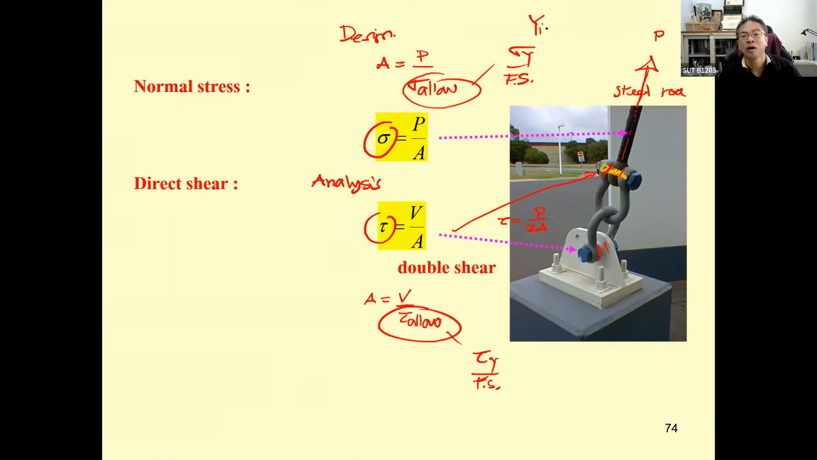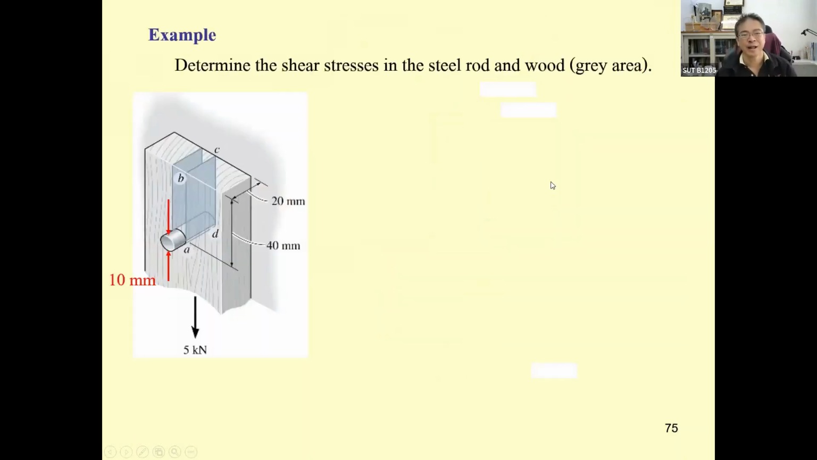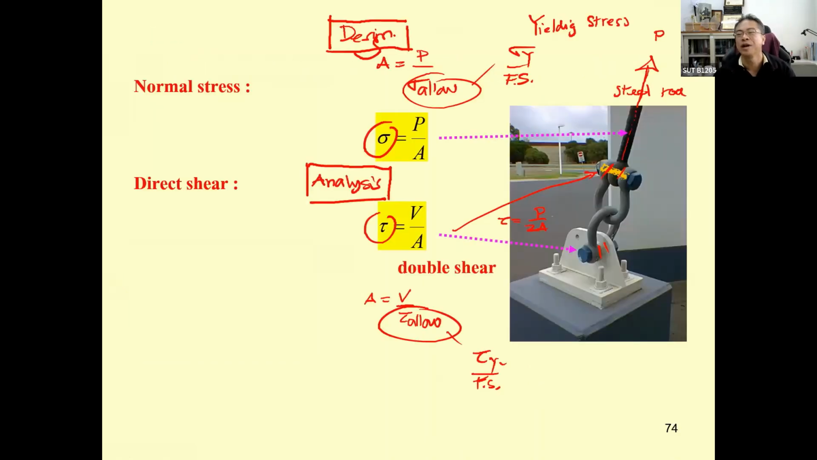This one, called the yielding stress, comes from the lab. This is yielding normal stress. This is yielding shear stress. I would like you guys to get a new concept. Over here, the design and the analysis are important for engineers. Okay, another example. This example is a combination of the use of these 2 equations.